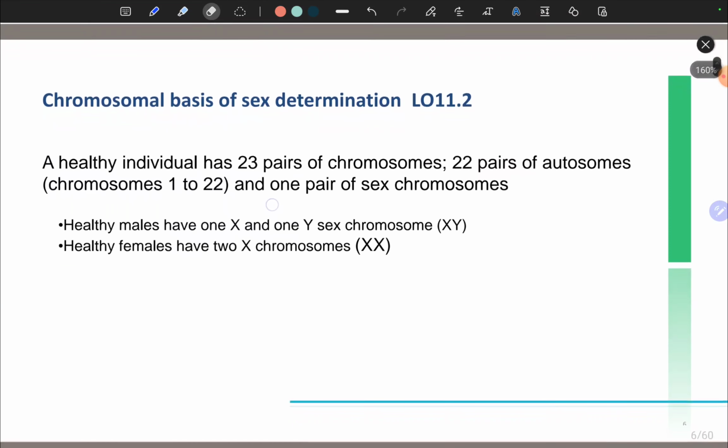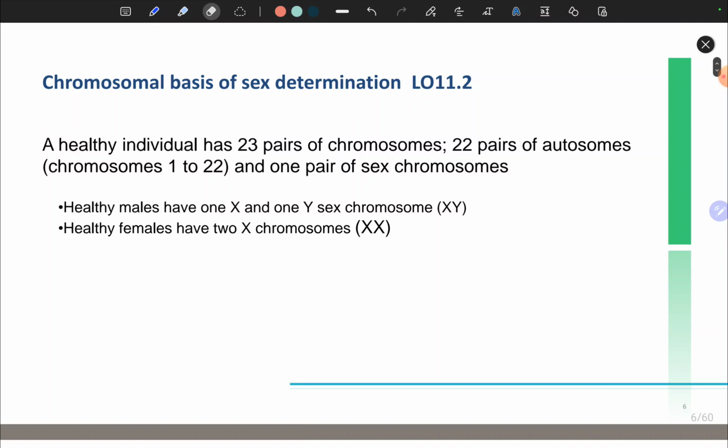So first, the chromosomal basis of sex determination. Here we have a healthy individual who has 23 pairs. Each pair, we call it a set. So we have 2 sets. Each set is 23 chromosomes. We are talking about human. Now each of them consists of 22 chromosomes, which we call the autosomes, which contain information regarding the body of that human. And we have a sex chromosome.